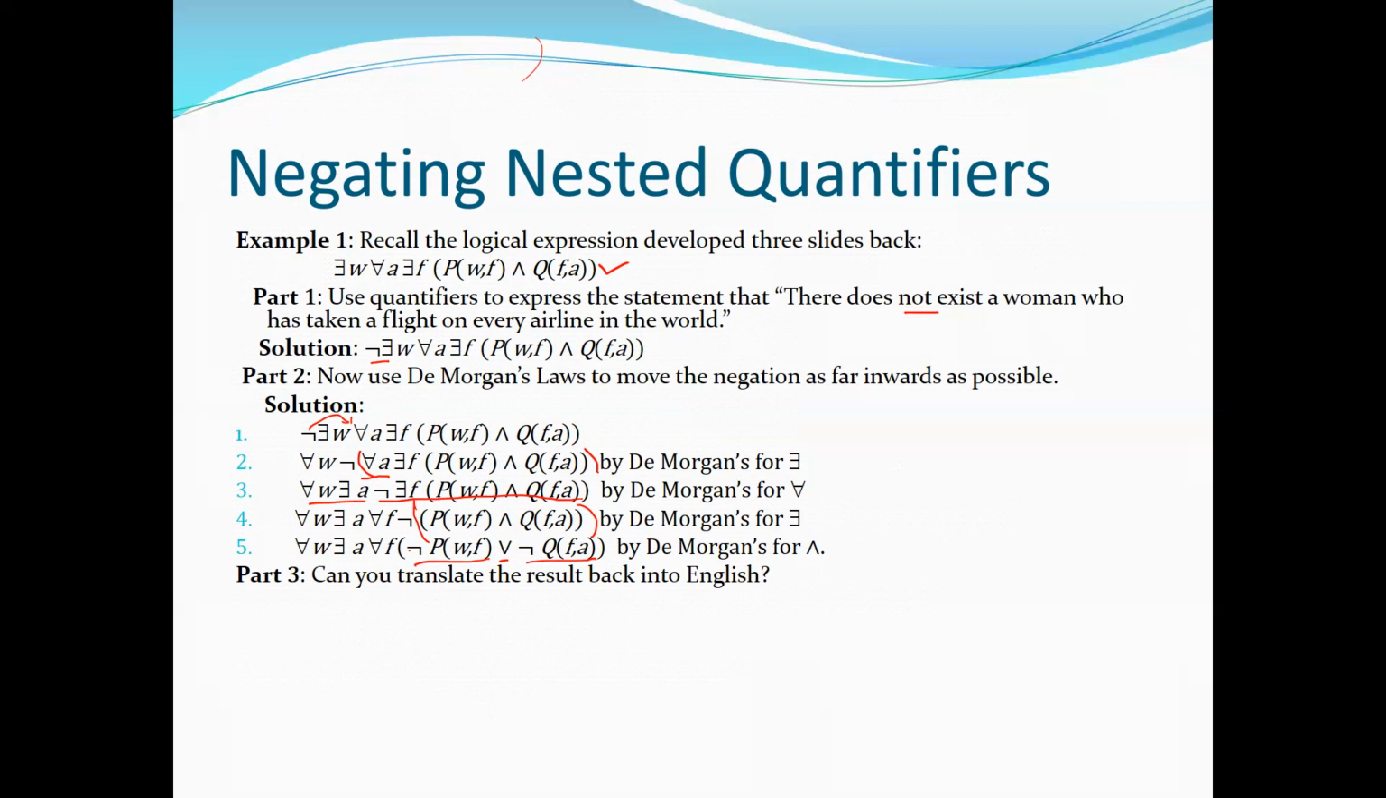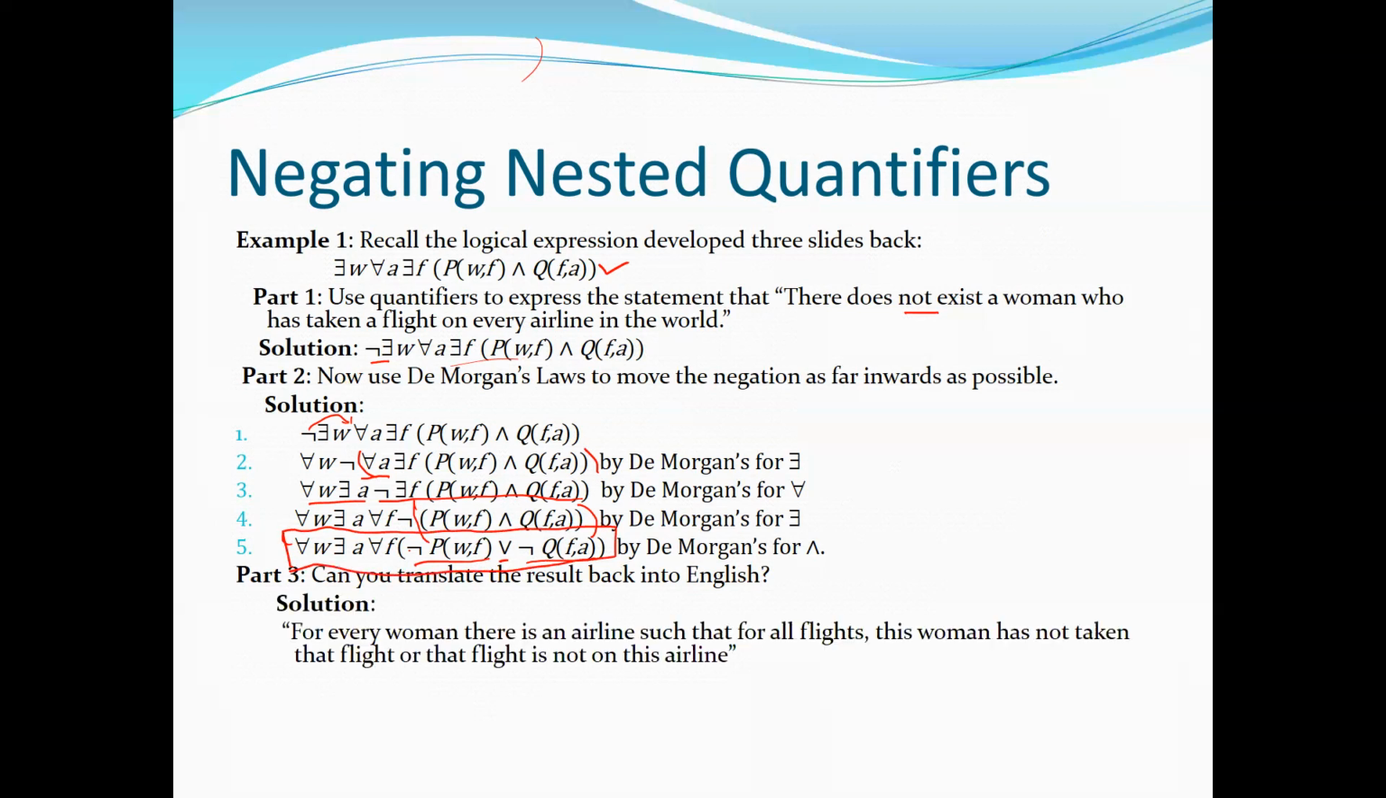Now let's translate the result of this statement back into English. How will you translate it? You can see, for every woman, there is an airline such that for all the flights, this woman has not taken that flight, or that flight is not on the airline. If you look at it, this and this actually mean the same.